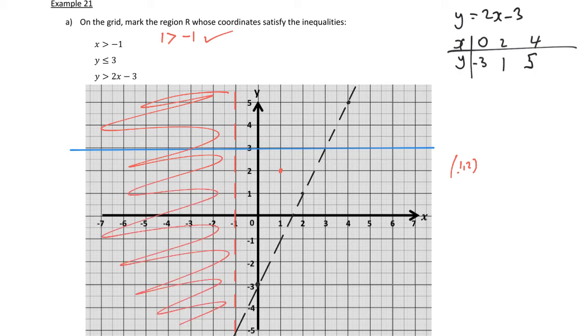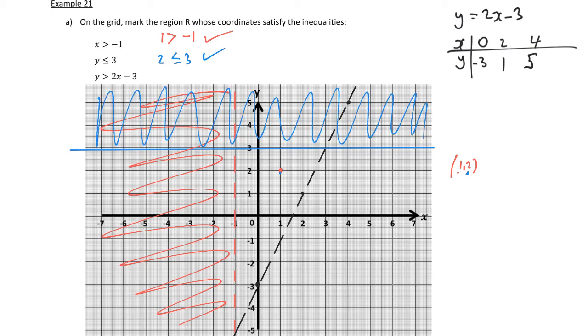We then can substitute 1, 2 into y is less than or equal to 3, and it's the y coordinate we're interested in. So we get 2 is less than or equal to 3, and again that's true, so the point lies on the true side of the blue line, so I'm going to shade everything above the line.